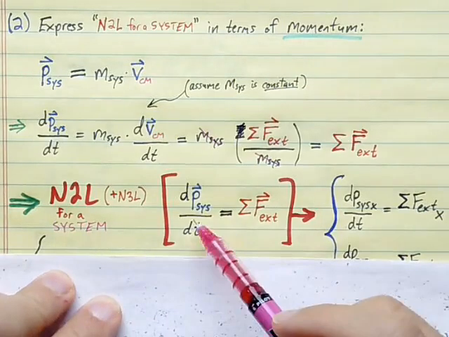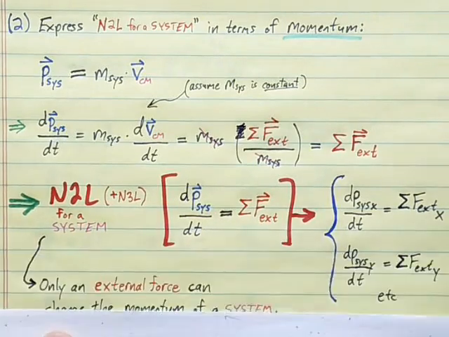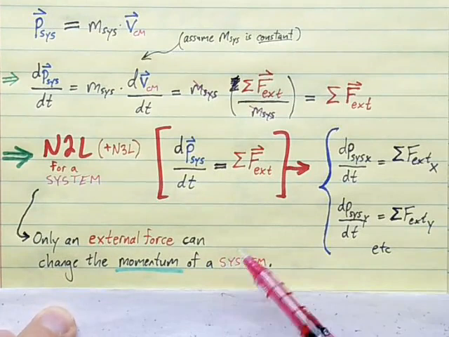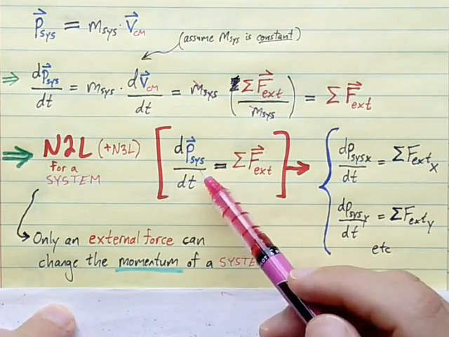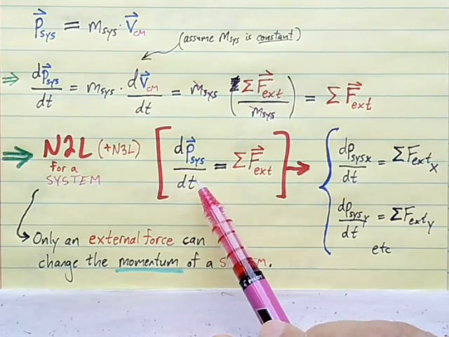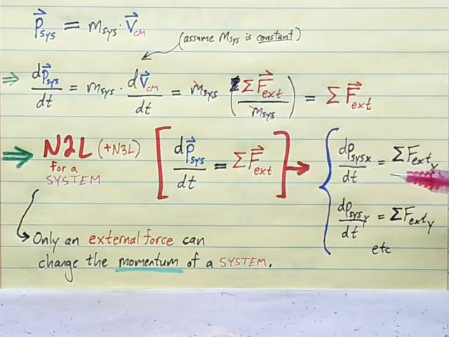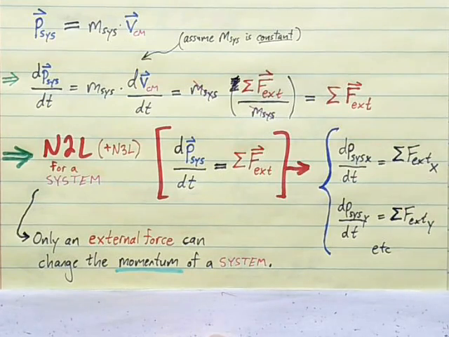So we've got the time derivative of the momentum of the system is equal to the net external force on the system, showing that only an external force can change the momentum of a system. Significantly, internal forces cannot affect the total momentum of the system. The instantaneous rate of change of the momentum of the system is equal to the instantaneous net external force. Oh, and since it's a vector equation, it really represents a separate equation for each component. So dp_sys,x/dt is equal to the x component of the net external force, and so on.